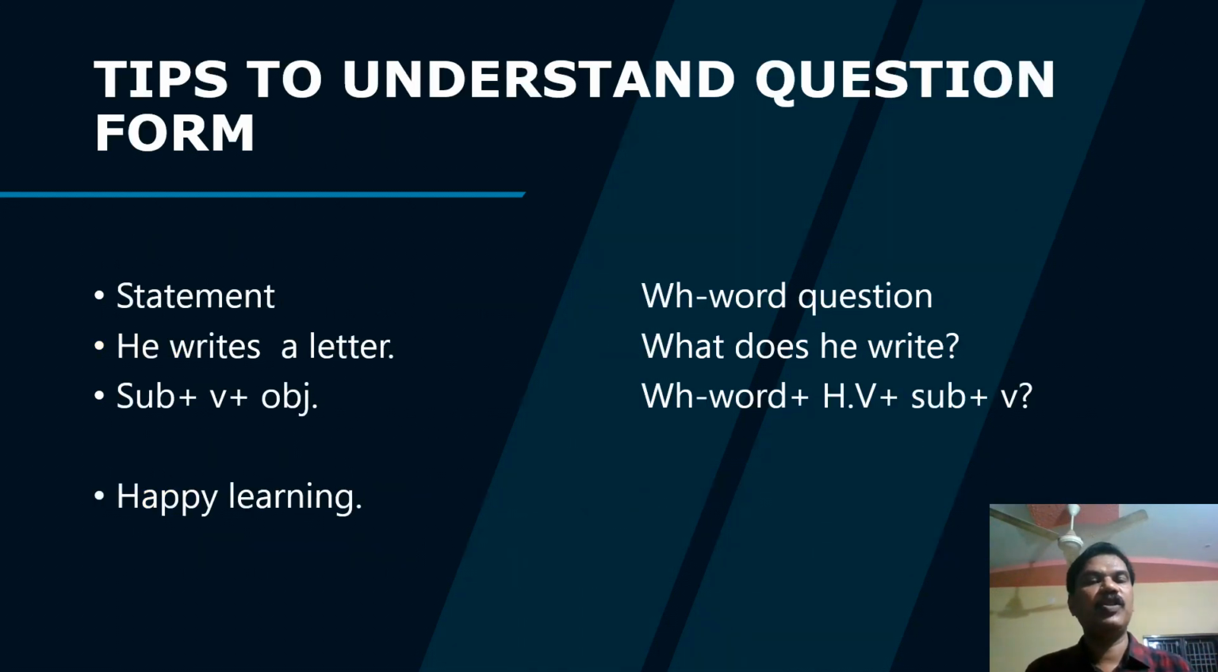Statement, WH word question. Statement: he writes a letter, subject plus verb plus object. Change into question: what does he write? WH word plus helping verb plus subject plus verb. This is the questioning style. So from today onwards, prepare as many questions as you can. Write your own sentences in all tenses and change them to questions. Dear students, post it in our group.